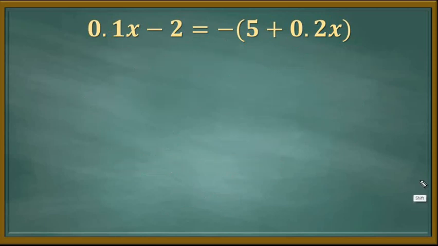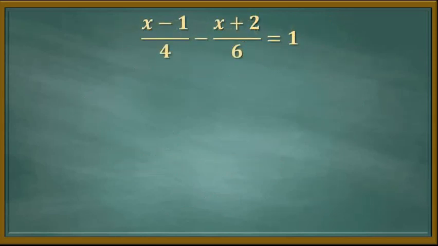Right, last equation. Let's try and solve this equation. x minus 1 all over 4 minus x plus 2 all over 6 equals 1. Now, again, it appears like we have fractions here, but more complicated looking fractions. Again, don't be scared of fractions. Don't be scared of decimal numbers. They're just numbers after all.